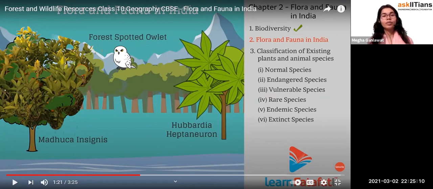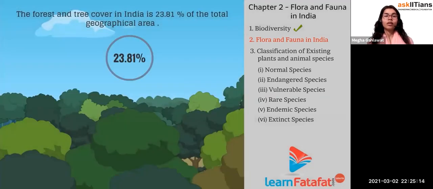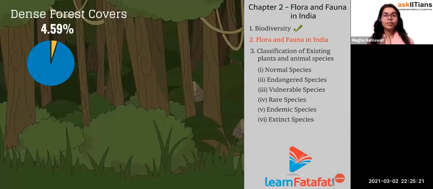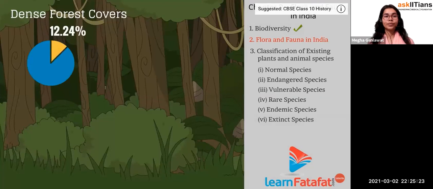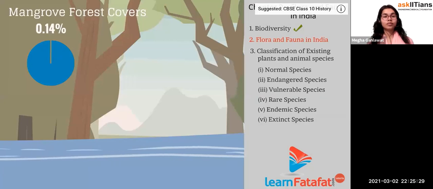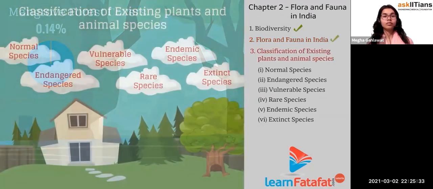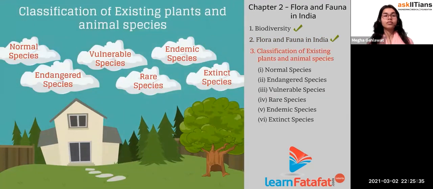Now moving forward. The forest and tree cover in India is 23.81% of the total geographical area, out of which dense forest covers 12.24%, open forest covers 8.99%, and mangrove forest covers 0.14%. Classification of existing plants and animal species.